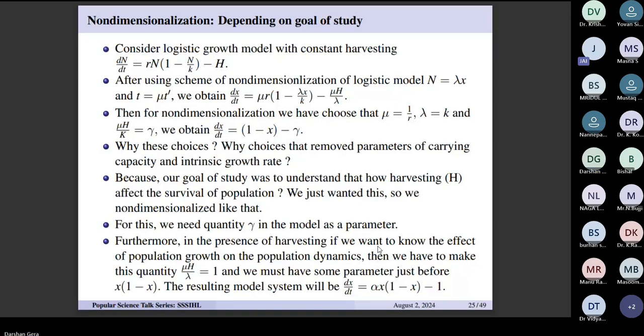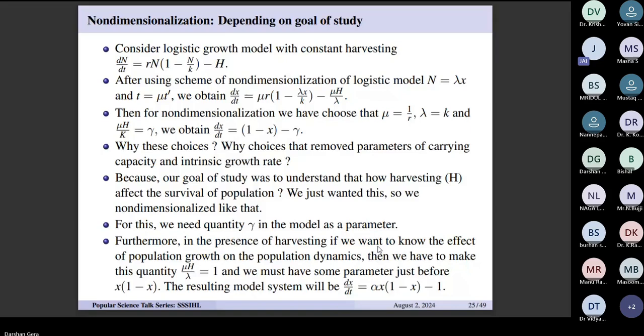If somebody is not interested in gamma, they might be interested in the intrinsic growth rate, the impact of the intrinsic growth rate on the population dynamics. Then they can non-dimensionalize like this. You see here in the last differential equation, dx/dt equal to phi x (1 minus x) minus 1. So by seeing all these calculations for the non-dimensionalization, one thing is very clear: the non-dimensionalization scheme is not unique for any given model. There may be many schemes, and it depends on the goal of the study. What kind of analysis do you want to do?